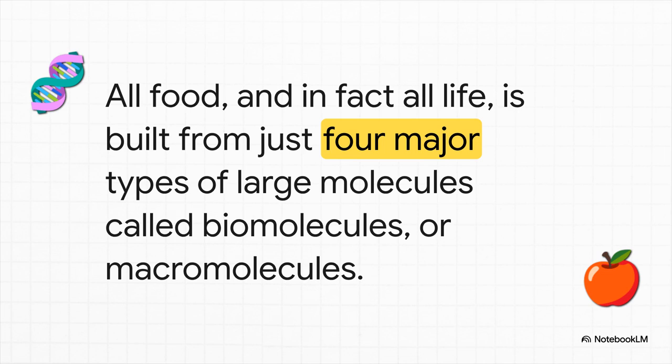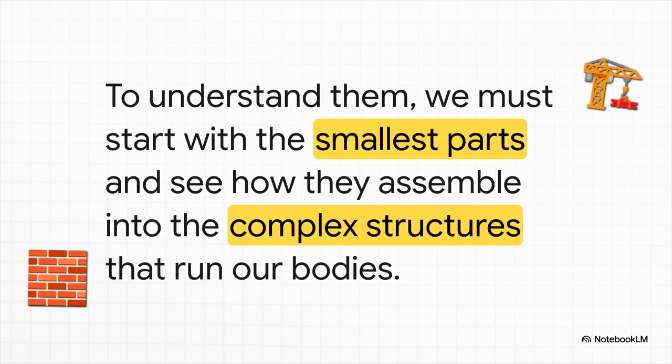Well, it turns out that pretty much all food, and in fact all life, is built from just four major types of very large molecules. We call them biomolecules or macromolecules. These are the literal ingredients that make you, well, you. And to really get a grip on this, we're not going to start with the complicated stuff. Nope, we're going to build them from the ground up, starting with the smallest parts, to see how they assemble into the incredible structures that keep us going.